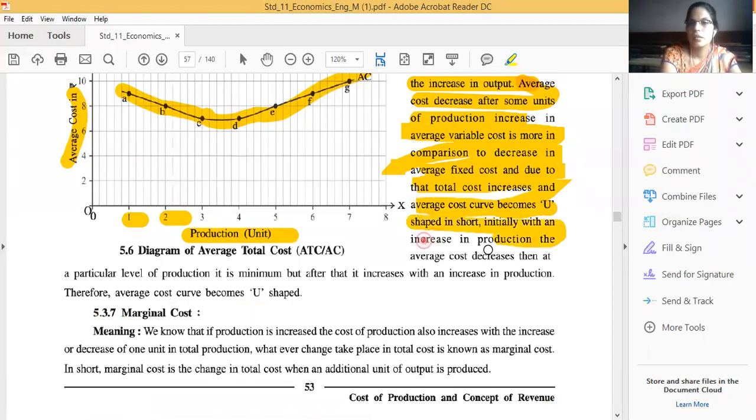Okay. In short, initially, with an increase in production, average cost decreases, then at a particular level of production it is minimum, but after that it increases with an increase in production. Therefore, the average cost curve is U-shaped.